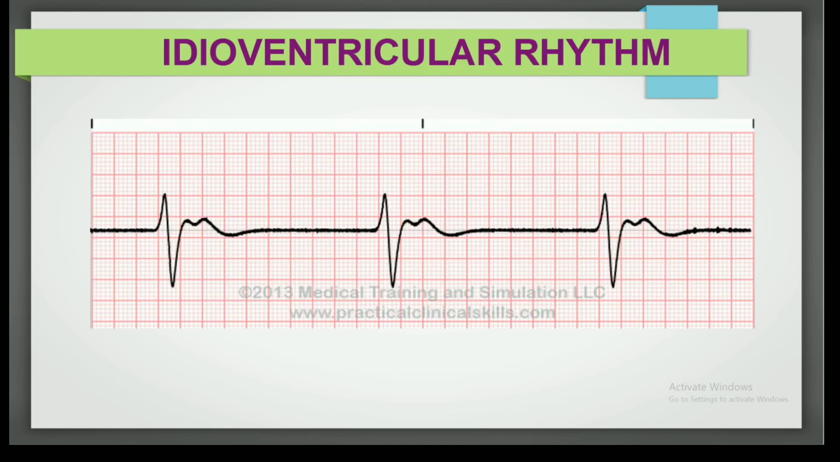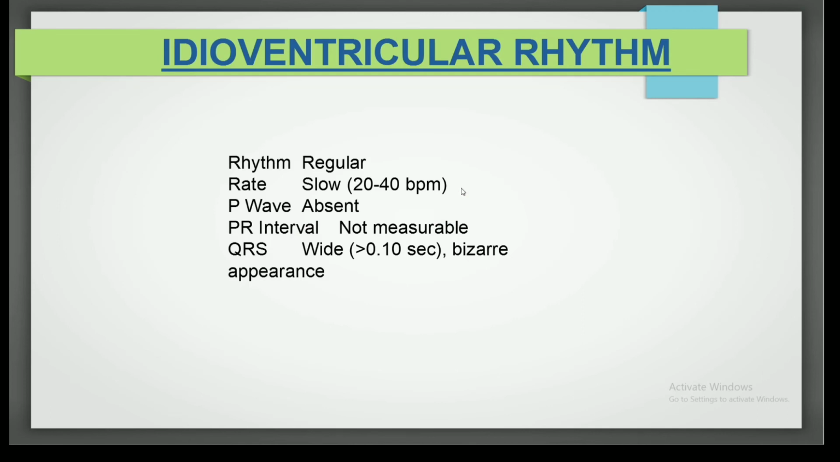Then the idioventricular rhythm. This is the idioventricular rhythm. You can see here no P wave. We cannot recognize any type of P wave, but the QRS is wide. There is a T wave. The QRS is very wide. The P wave is also absent. The rate is very slow because we cannot recognize the P wave properly.